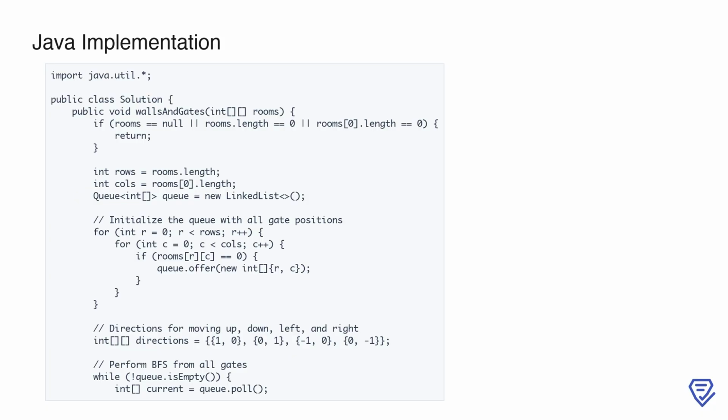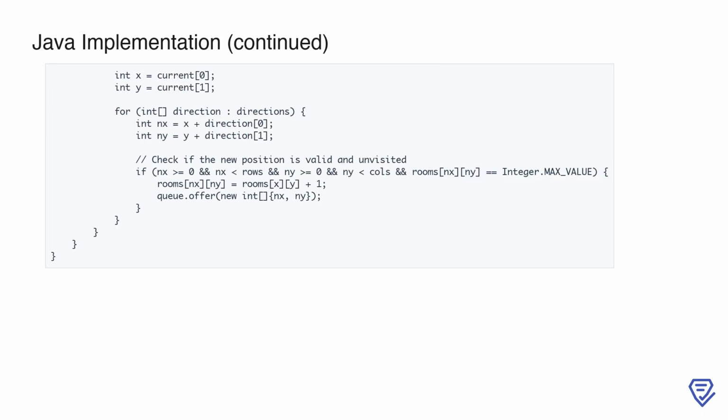The goal is to process all gates in the grid simultaneously, so we iterate through each cell in the matrix. If a cell contains a gate, represented by the value 0, we add its position to the queue. This ensures that all gates serve as starting points for the BFS. Additionally, we define a directions array to represent possible movements in the four cardinal directions: up, down, left, and right. This setup allows us to systematically explore neighboring cells as we expand outward from each gate. Now, we proceed with the BFS logic.